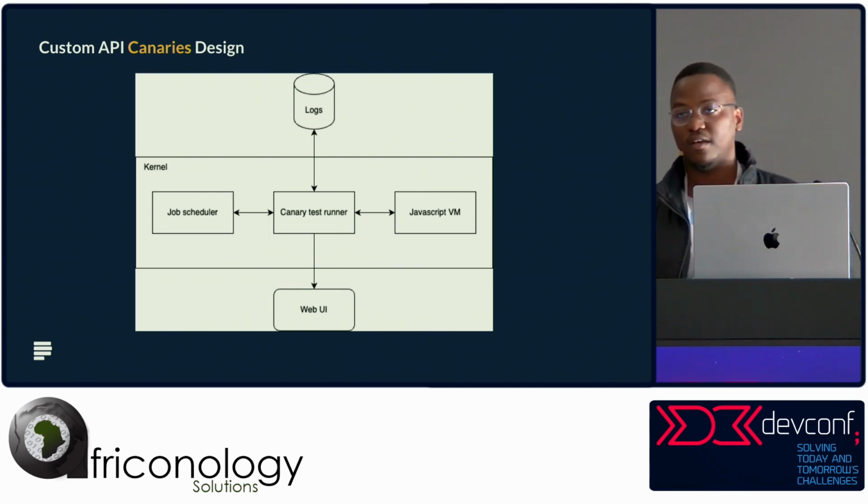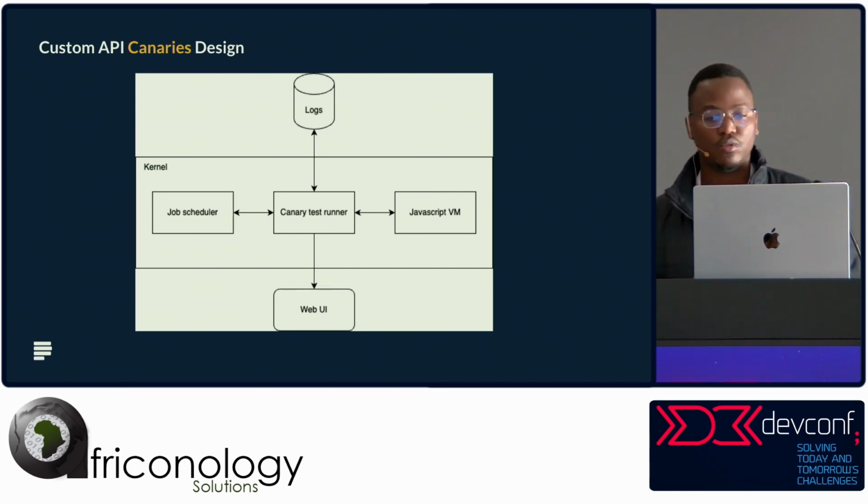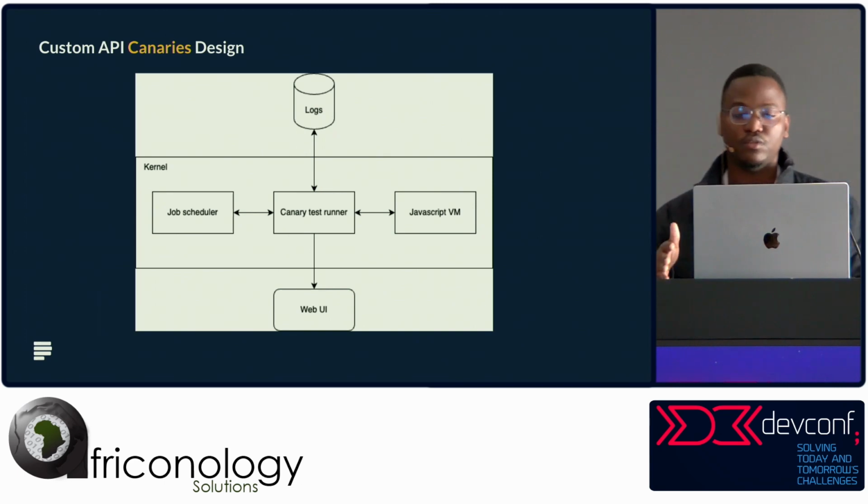So the foundation of a custom canary would be a kernel. This can be a Linux kernel. And then on top of that, you have three main components, and then two outer components, which you'd basically use for logging and detecting any issues. Just to talk about the three main components, you get the job scheduler, and the job scheduler will schedule automated jobs to run the Canary test runner. And that would run under a virtual machine.